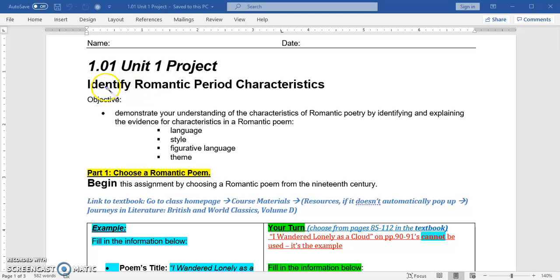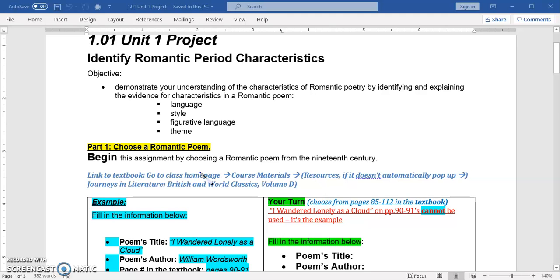Mouthful there. It's talking about identifying the romantic period characteristics. So we have already in class and through our lessons learned that the romantic poem has a specific language, style, figurative language that it uses, theme, etc. So what we're going to do is now put that all together by choosing a poem and actually giving examples of it through quotes, as well as explaining why that is a good example of one of those traits.